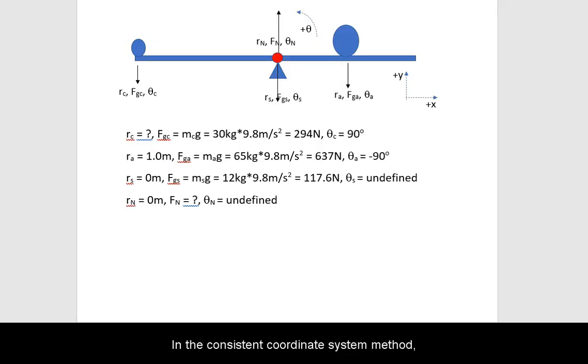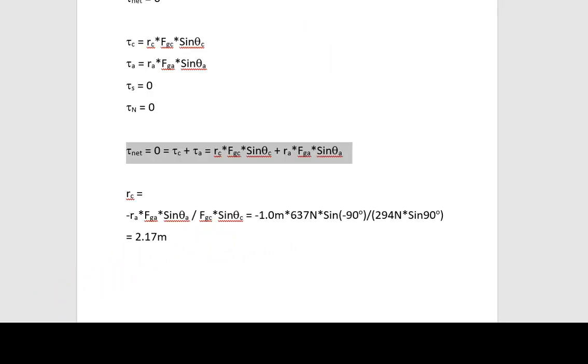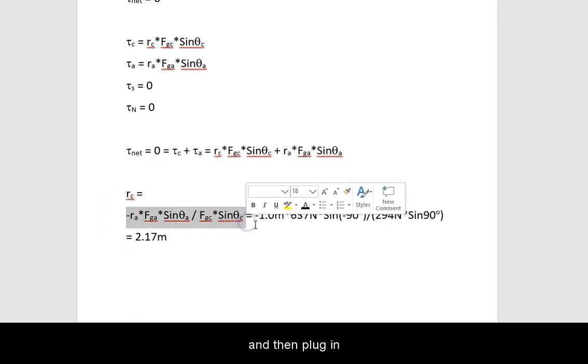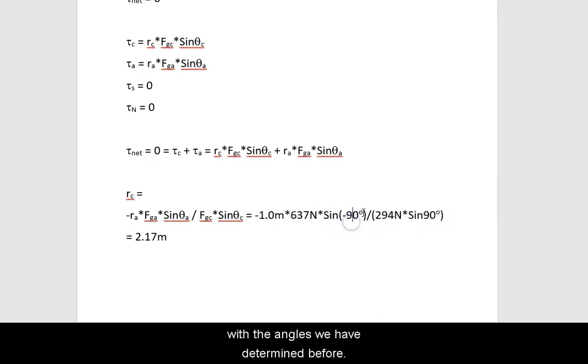In the consistent coordinate system method, we set up the coordinate system. And right from the get-go, we declare the angles as positive or negative relative to it. Later, when we declare the second condition for static equilibrium, i.e. the torque equation, we just leave it as rho, solve it algebraically, and then plug in with the angles we have determined before.